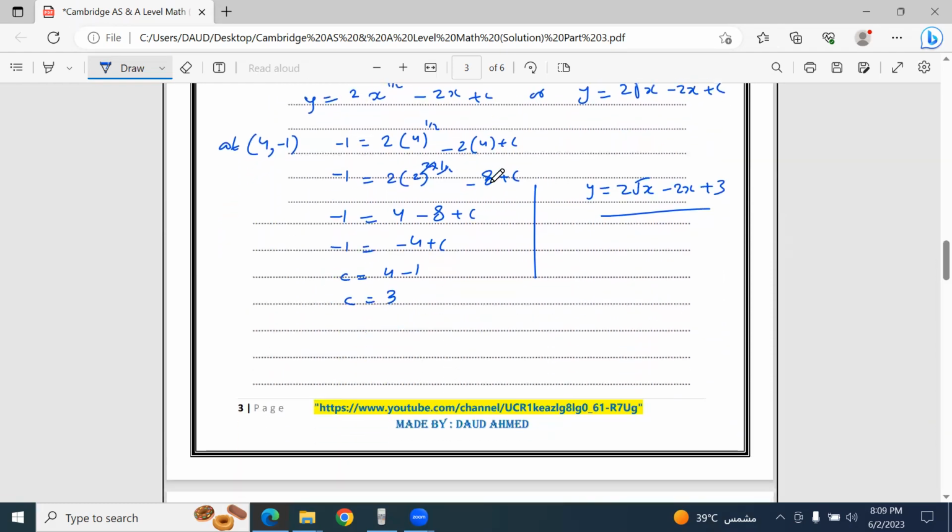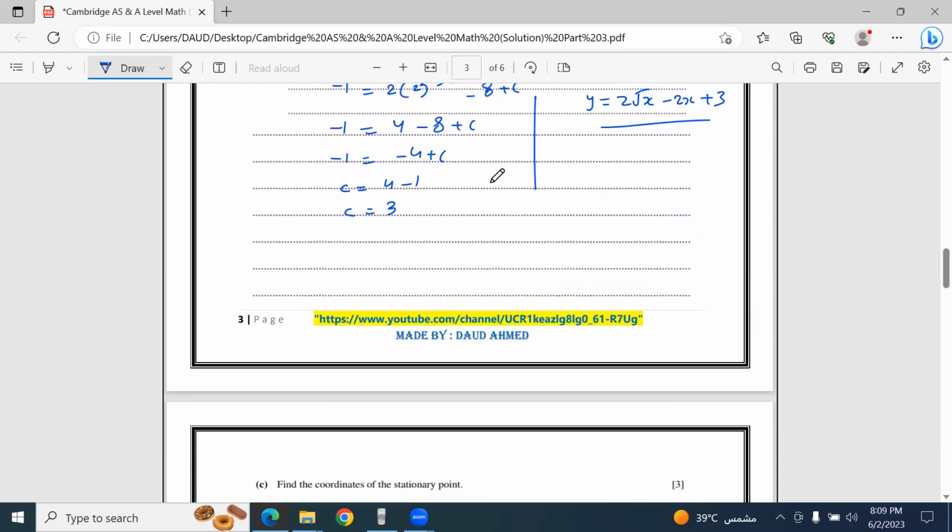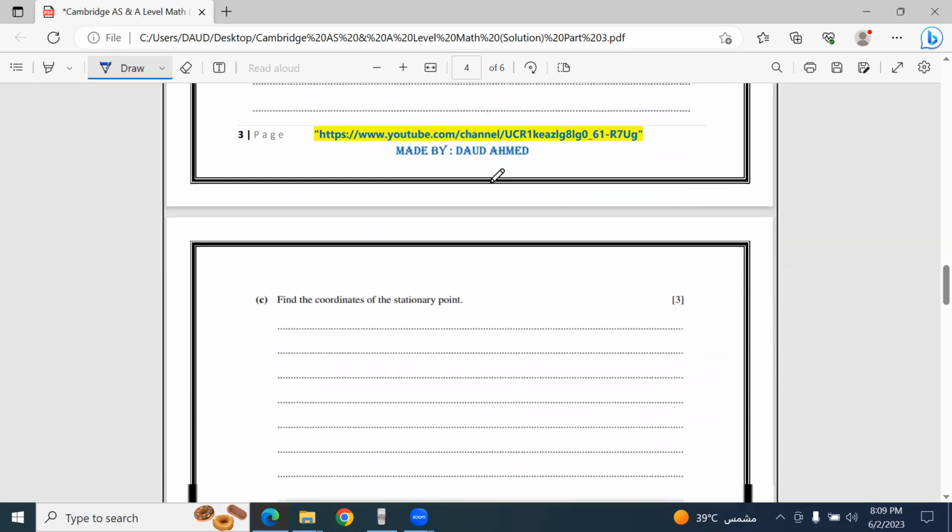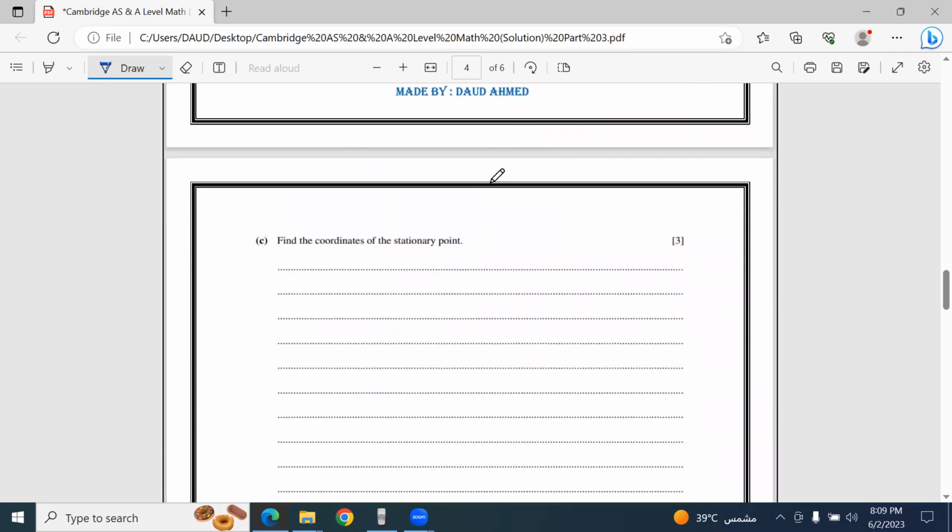Next, let's find the coordinates of the stationary point. Remember that for a stationary point, the gradient is always 0. The stationary point you can find at the maximum and minimum points of the curve.